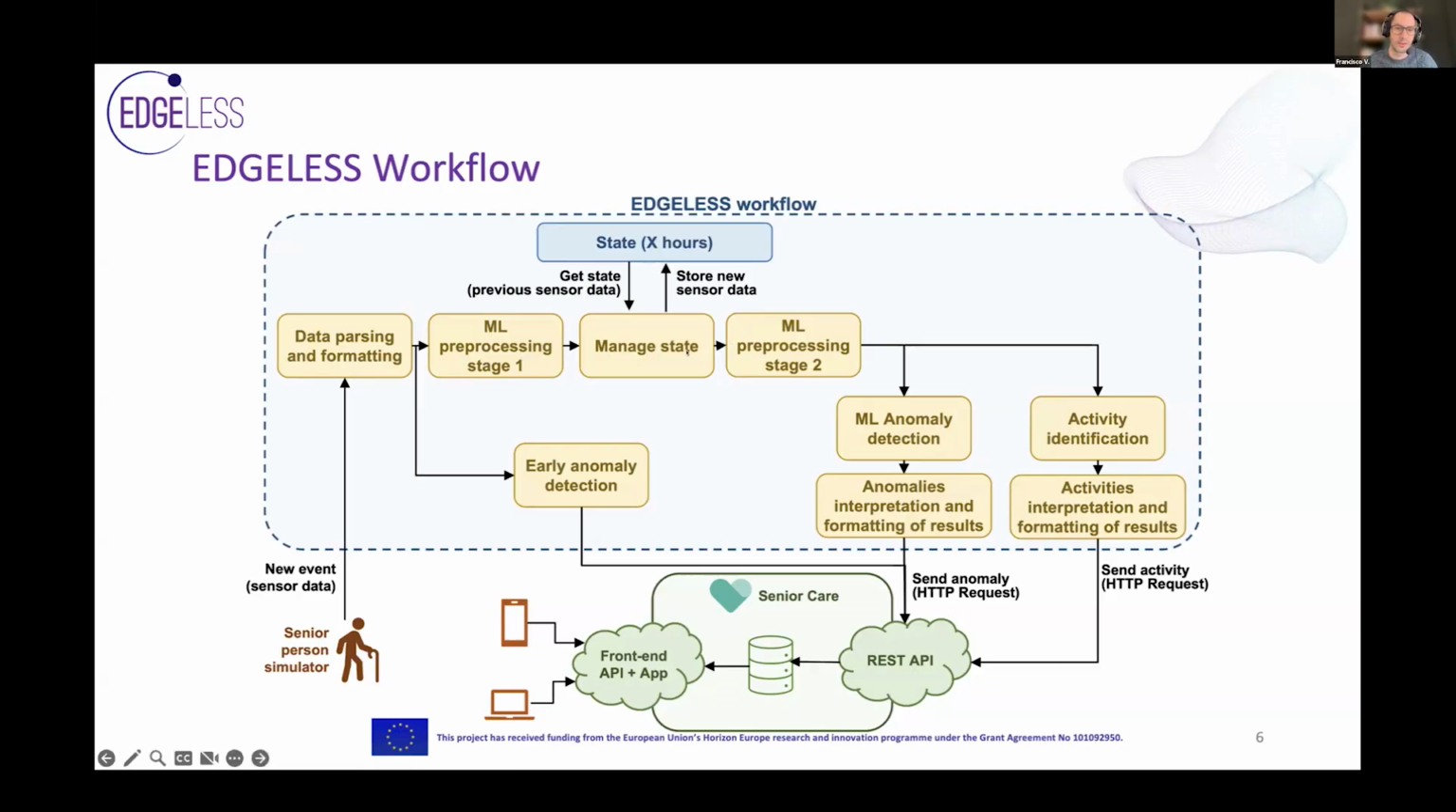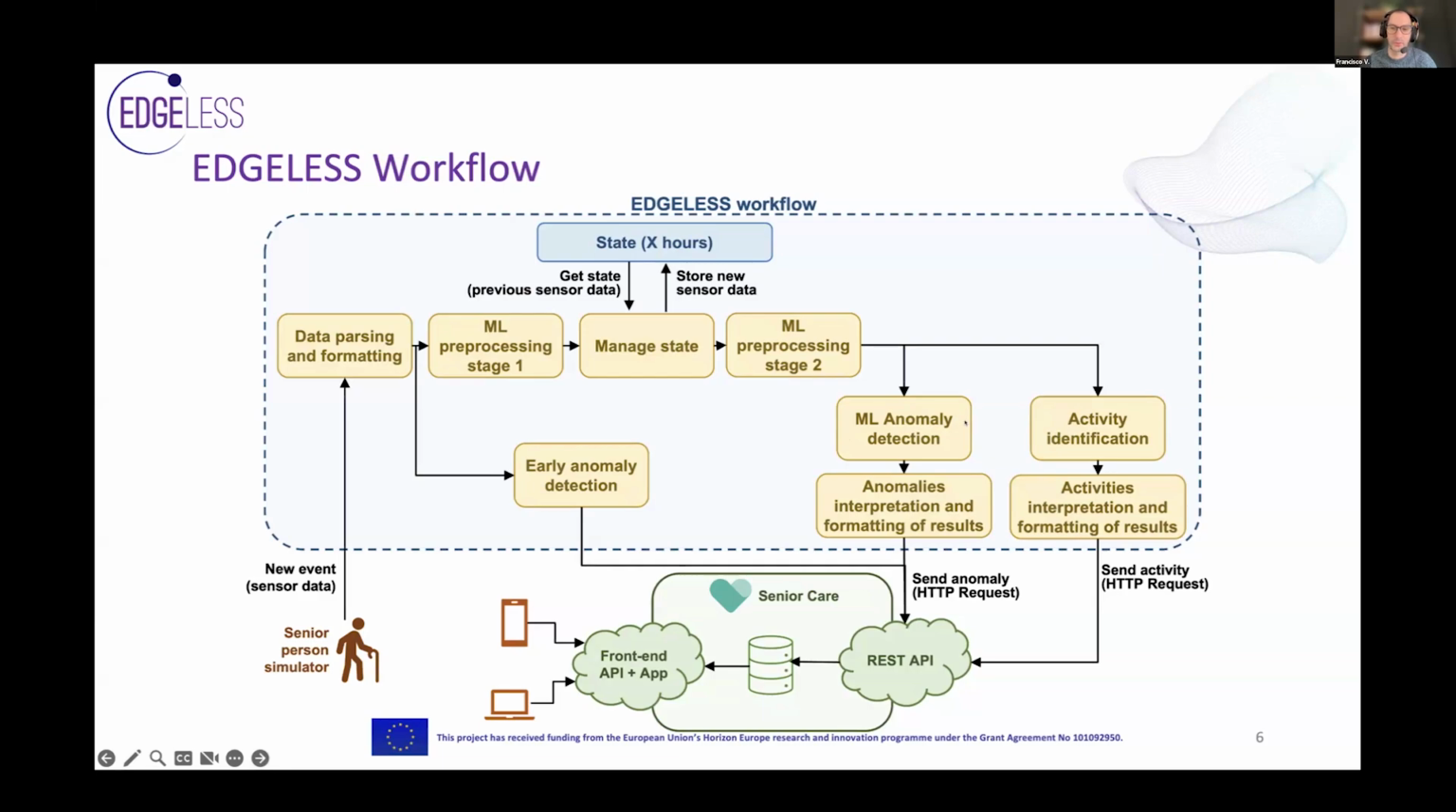Therefore, we need to use these stateful functions, and we have a function to manage the state so that we always keep the last 24 hours. After these machine learning processing stages, what we have are the two models: one to detect anomalies, another one to identify activities.